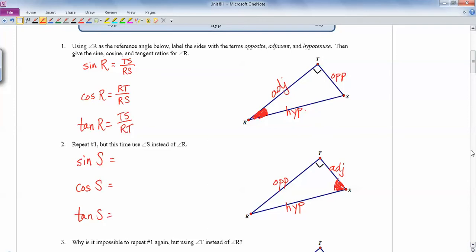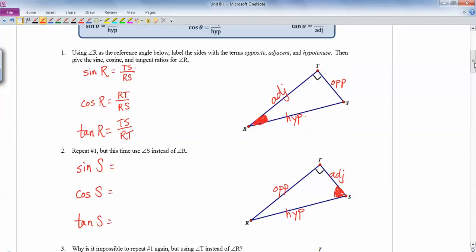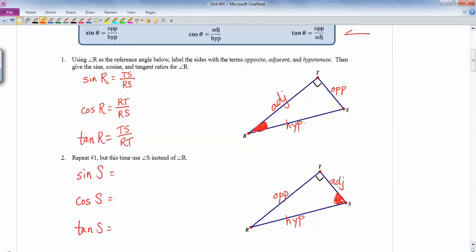Let's see if I can fit this all on one screen. There we go. So here's the key right up here. Sine is opposite over hypotenuse, so that's going to be RT over RS. Cosine is adjacent over hypotenuse, so TS over RS. And tangent is opposite over adjacent, so RT over TS.